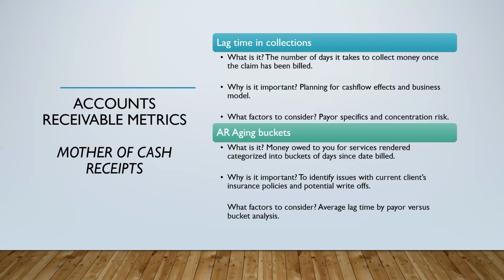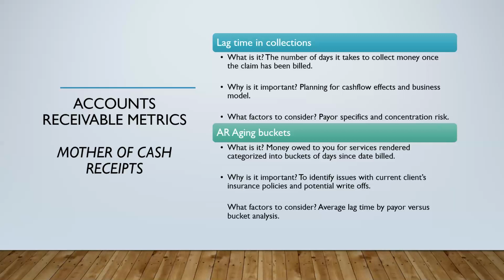So what is it, right? Simply put, it's the number of days it takes to collect money once a claim has been billed. So from point A, that claim going out the window, to point B, the money being in your bank account, how long does it take? Okay. Now, why is it important? Well, planning for cash flow effects and looking at your business model. If you know that you average 28 days from a claim being billed to the money being received, you know that you need to make sure you have those 28 days of money to continue operations before you receive the money. And that's not the only consideration when planning for savings. You should consider other things, but this is one of them, right?